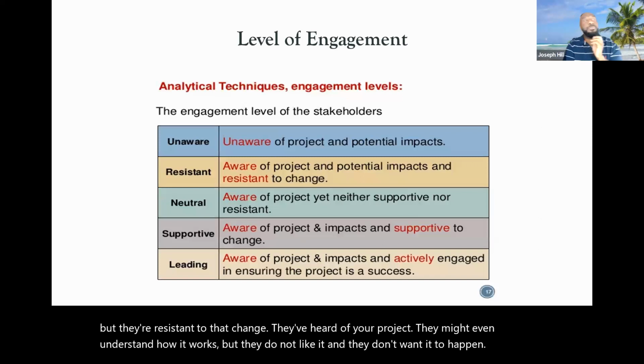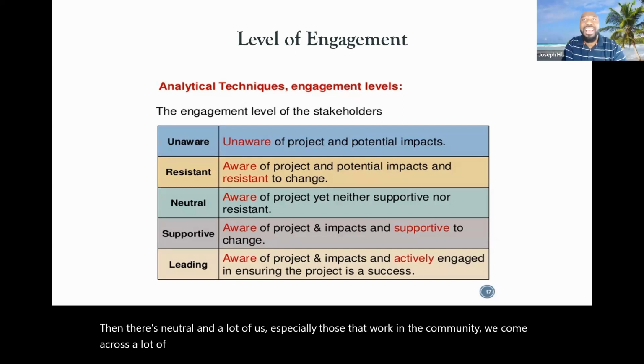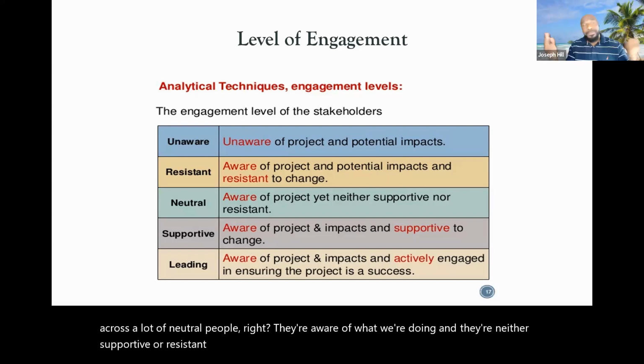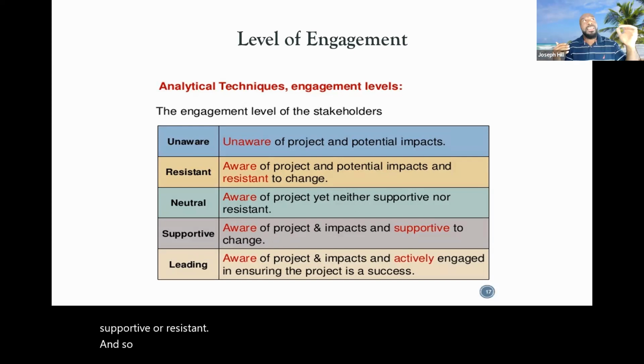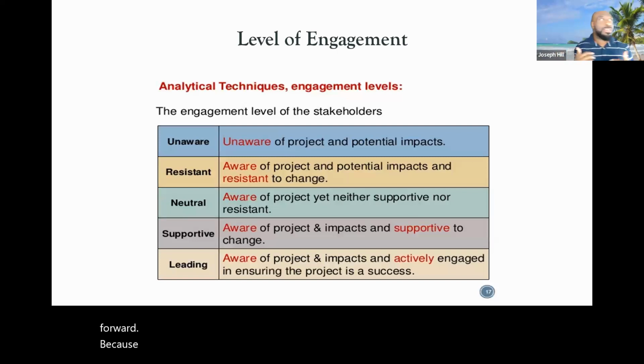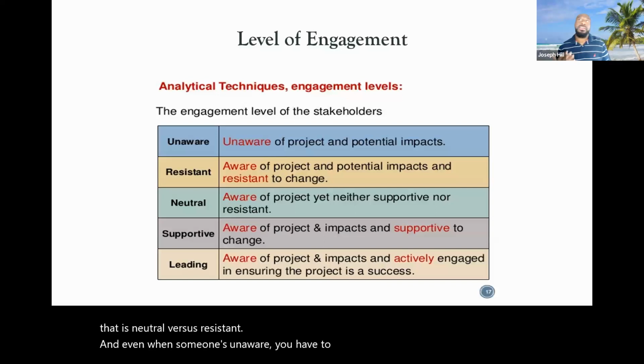Then there's neutral. And a lot of us, especially those that work in the community, we come across a lot of neutral people, right? They're aware of what we're doing and they're neither supportive nor resistant. And so that's actually, in this concept of level of engagement, a positive step forward. Because it's much easier to work with somebody that is neutral versus resistant. And even when someone's unaware, you have to first solve the issue of education.